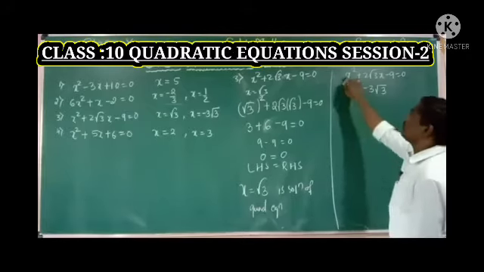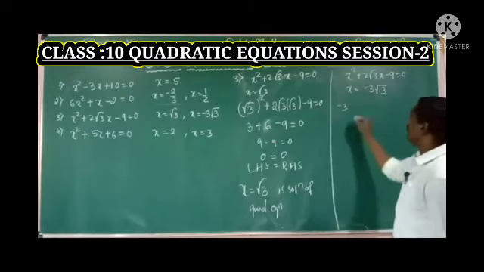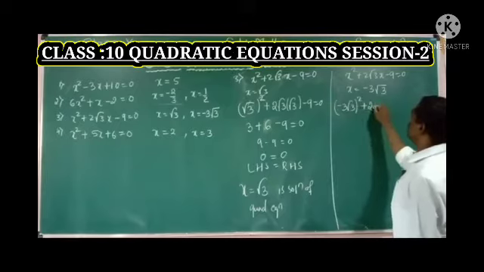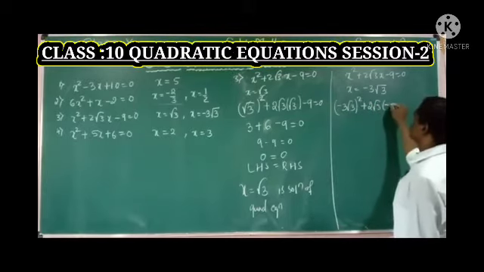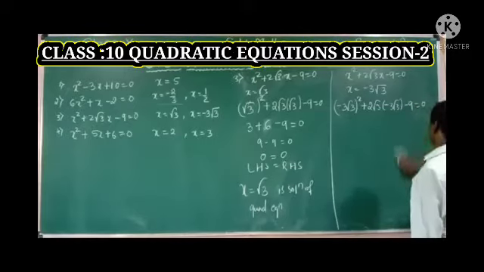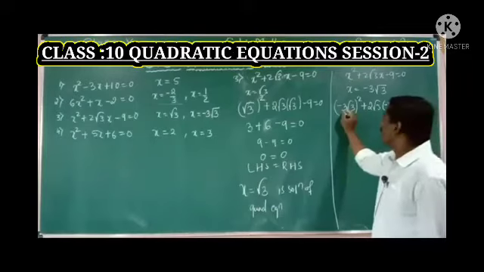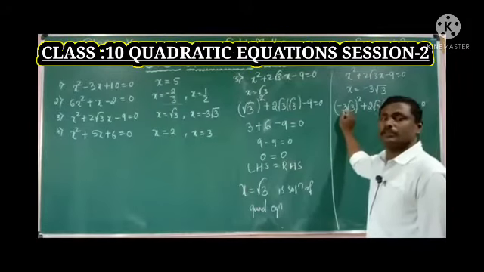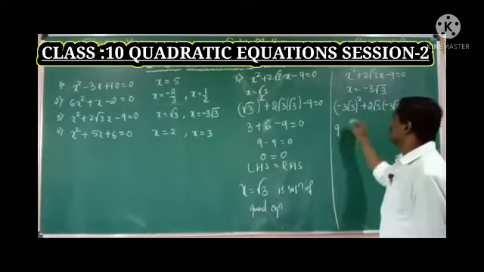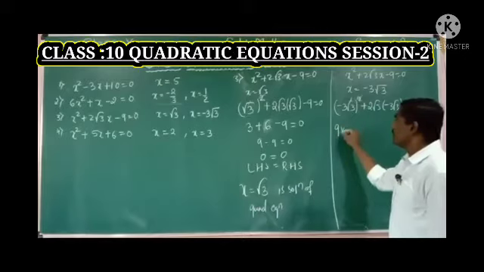Just substitute the x value in the quadratic equation. The x value is minus 3 root 3 whole square plus 2 into root 3 into minus 3 root 3 minus 9 is equal to 0. First, square the minus 3. Minus 3 into minus 3, minus into minus is plus, 3 3s are 9. Now square and root get cancelled.